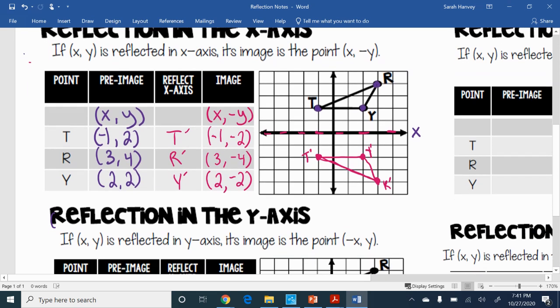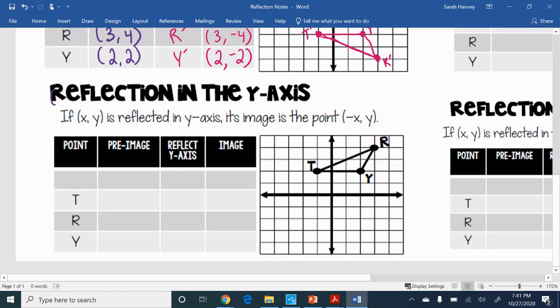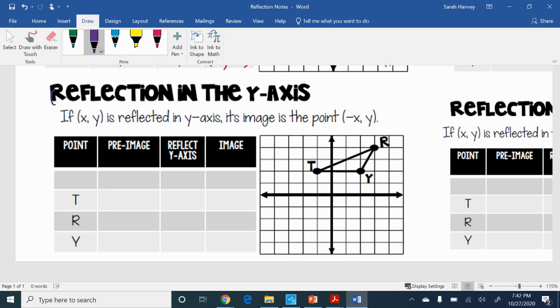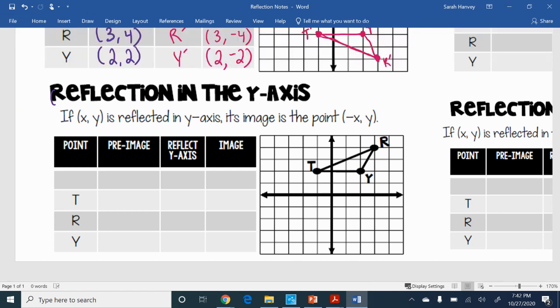All right, here we go. We're going to do the same process, only this time we're going to do the y-axis. So do me a favor, pause this video, try this one yourself, and then unpause it, and then you can see if you did it right. So always try things yourself first, and then go and watch the video to see if we did it right.